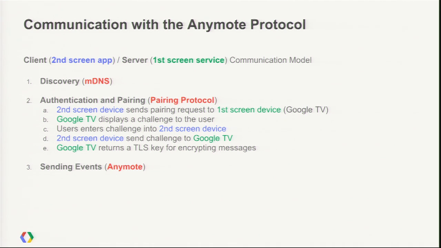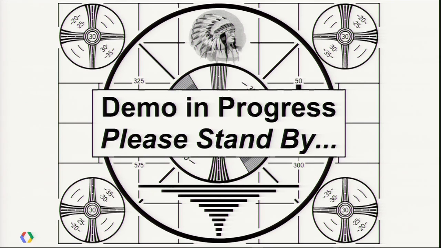So there's an authentication and pairing dance that basically involves the second screen sending the request to Google TV saying, hey, I want to pair. Google TV displays a challenge to the user on the screen. The user enters the challenge into the second screen device. The pairing happens, and then Google TV sends back a TLS certificate that the first screen device can use for encrypting the messages. From that point on, once you have the certificate, you use it for sending your events. I'm going to give you another quick demo just to show you how the pairing process works.